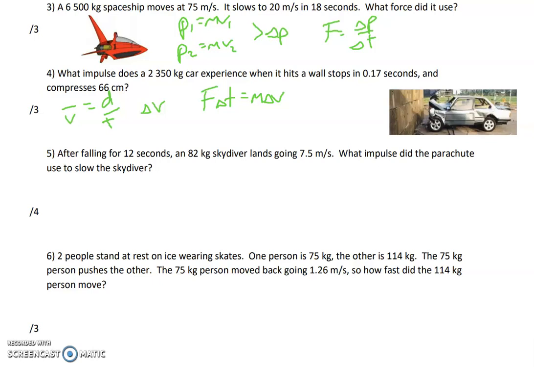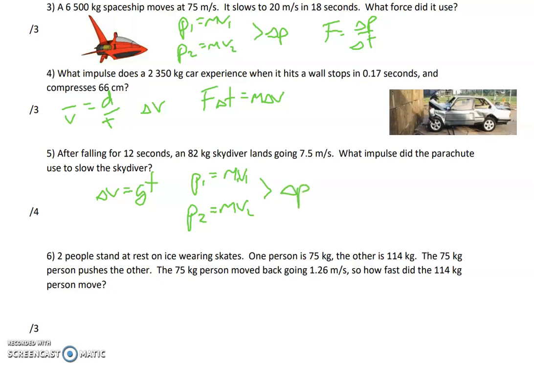Now, again, there's a couple of ways you could do this. One way is, we fell for 12 seconds, and then you could find how fast he was going after those 12 seconds. So you can find out how fast he was going when his parachute actually opened, and that would give you the momentum he started with when he opened up his parachute. Then you could find the momentum he has when he lands using his mass and the 7.5. And then once again, you could use those to find your impulse, your change in momentum.